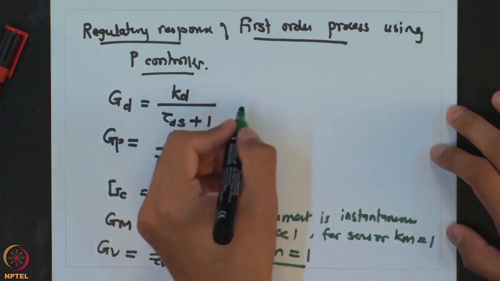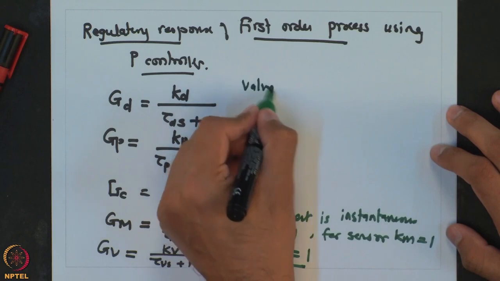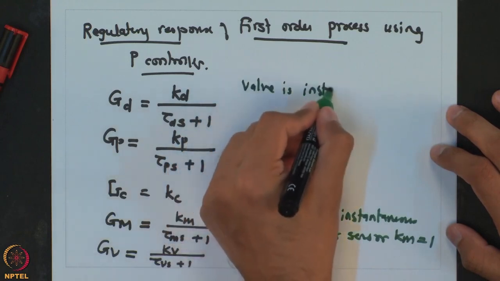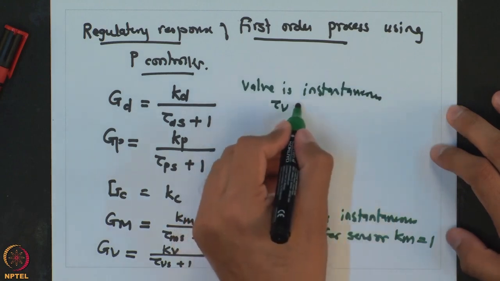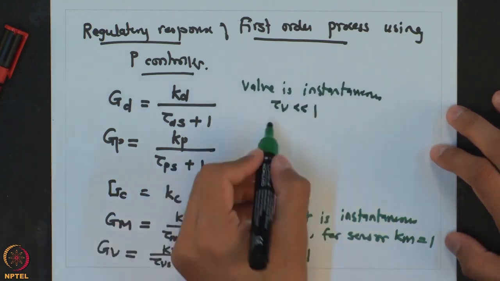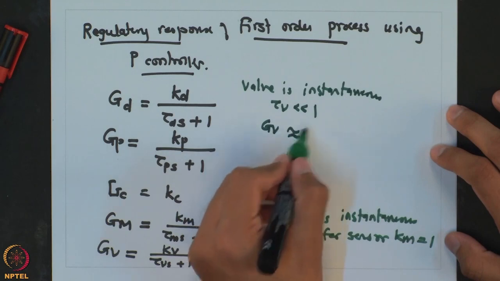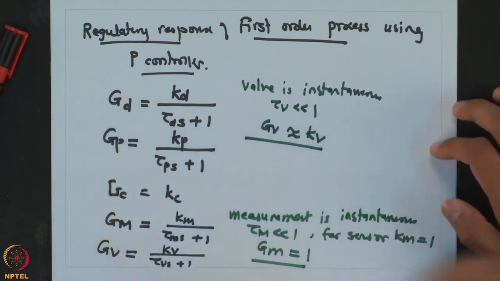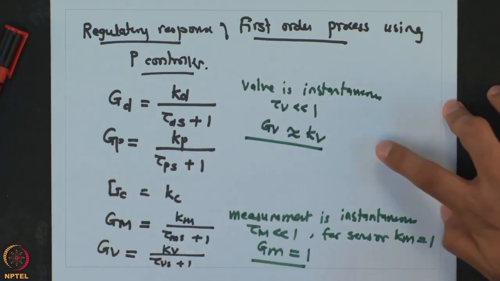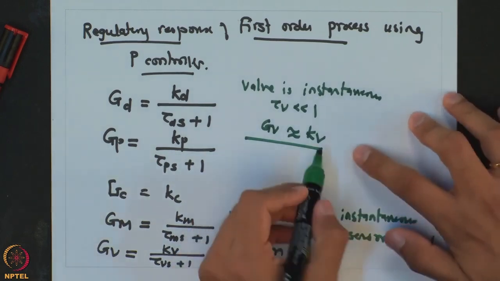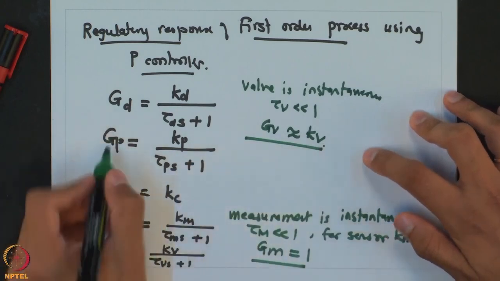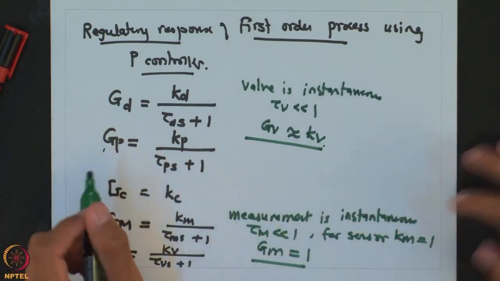Even for the valve, we will assume that the valve is instantaneous, so that tau v is very much smaller than 1, and in that case Gv roughly becomes equal to Kv. Now Kv need not be equal to 1, but what we can always do is club the effect of the valve into the manipulated variable.